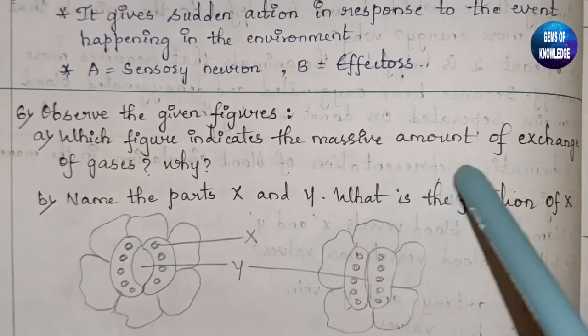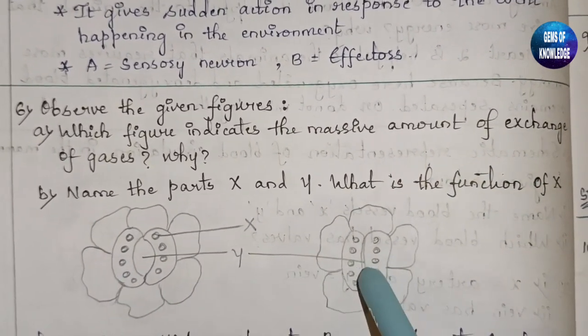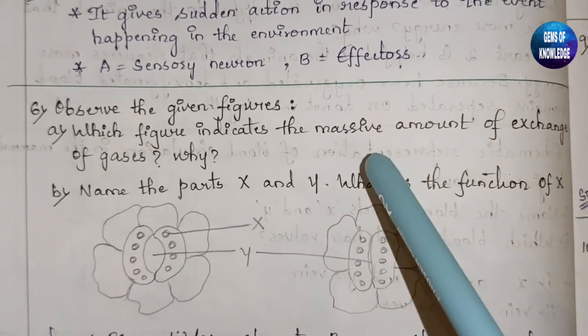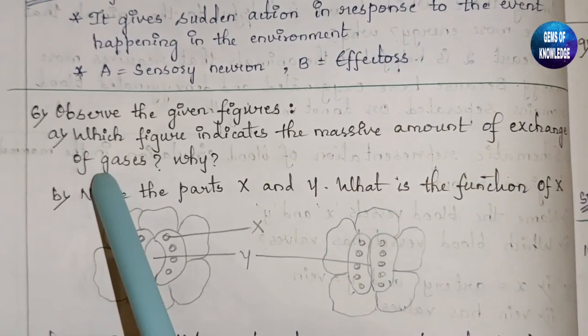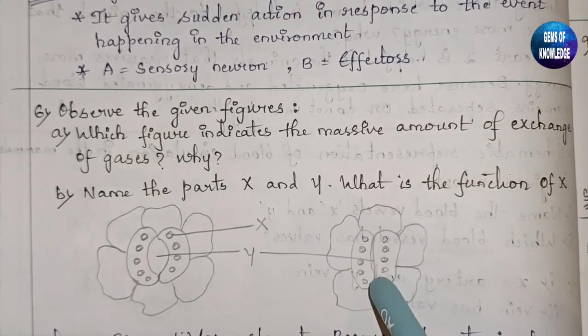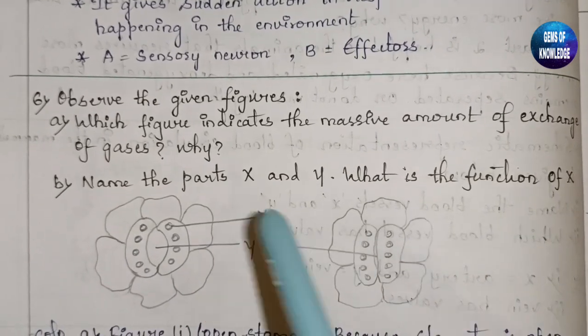Which figure indicates the massive amount of exchange of gases and why? Here two figures are given. The first question is which figure indicates the massive amount of exchange of gases. You can see one is open stomata and one is closed stomata. Both the figures are of stomata itself. One is open and one is closed.